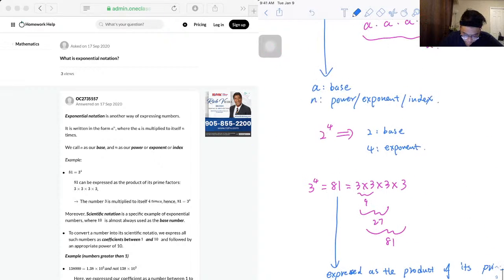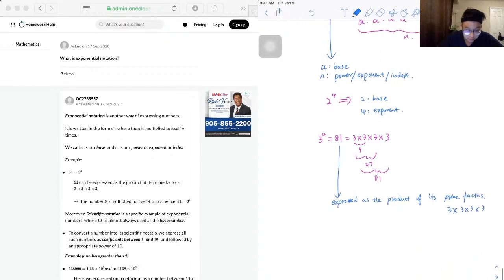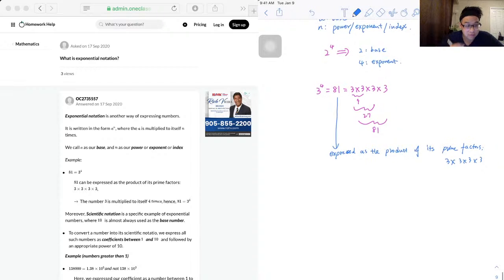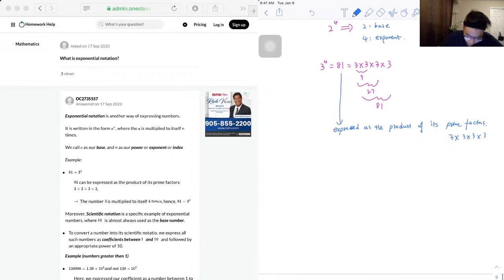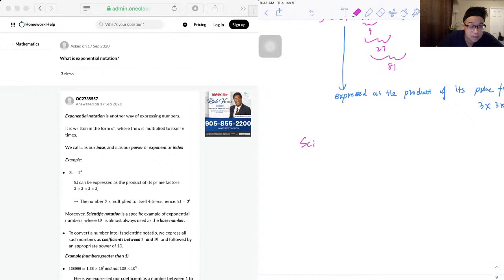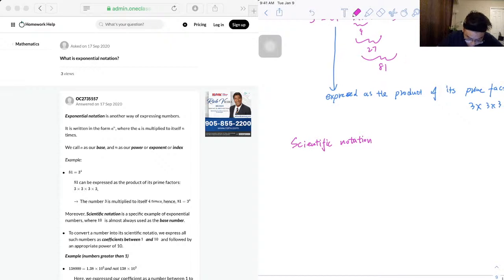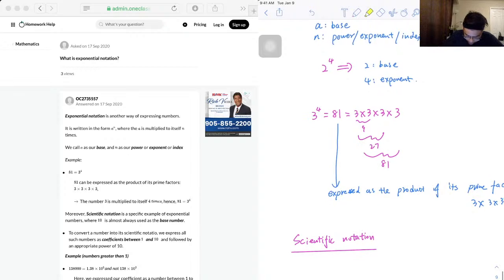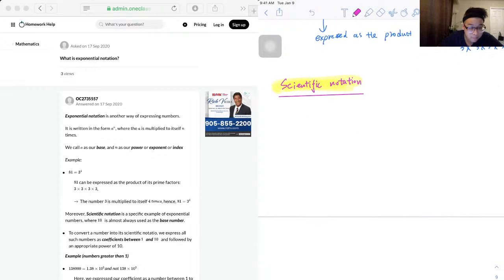And yeah, so the second part of the exponential notation will be what we call the scientific notation. I'll write it down here. Scientific notation. Yep. So it is a specific example of exponential numbers where 10 is almost always used as a base number.